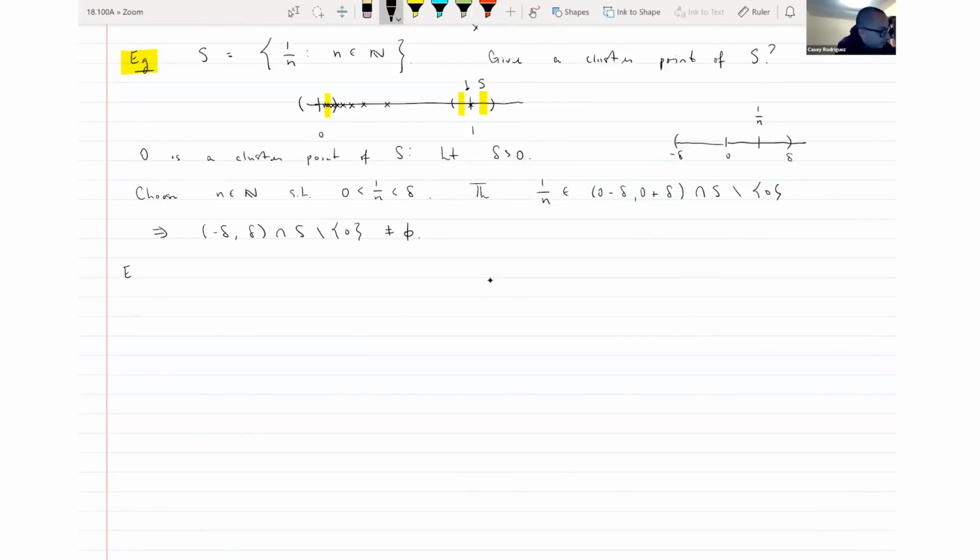So let's do another example. This one I will not give a full proof of, but we'll just kind of talk our way through it. Let's say S is now the open interval (0, 1). What is the set of cluster points of (0, 1) equal to? So what would be a reasonable guess, or any guess?